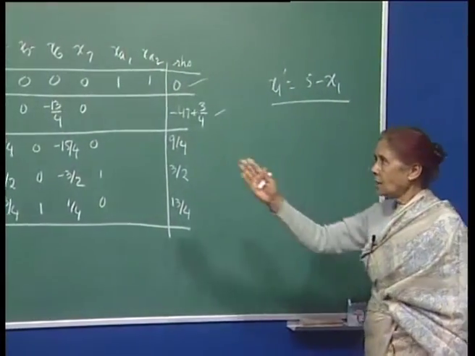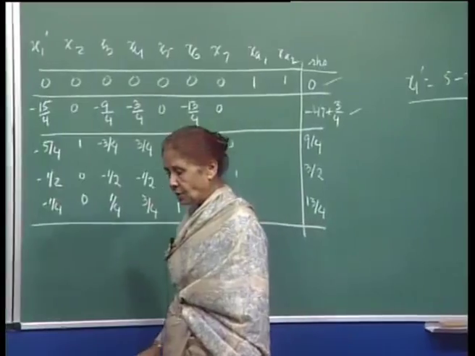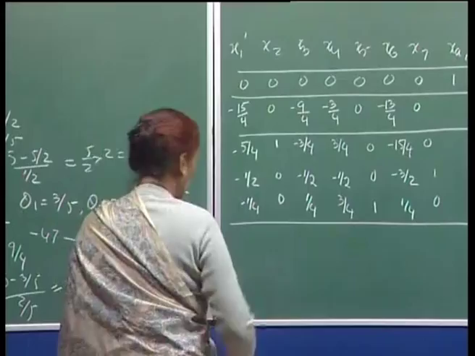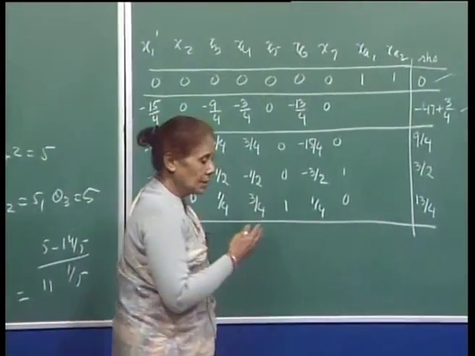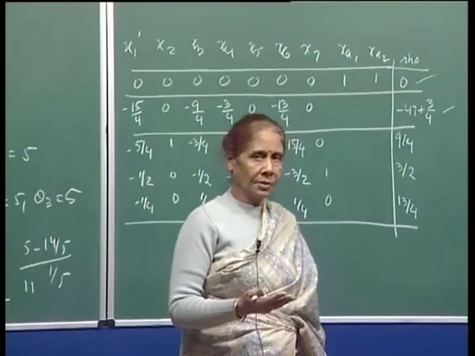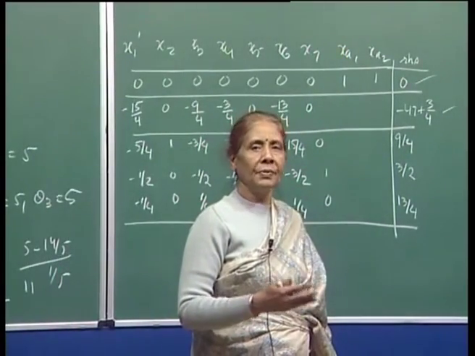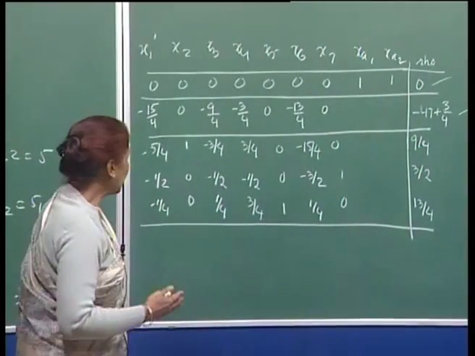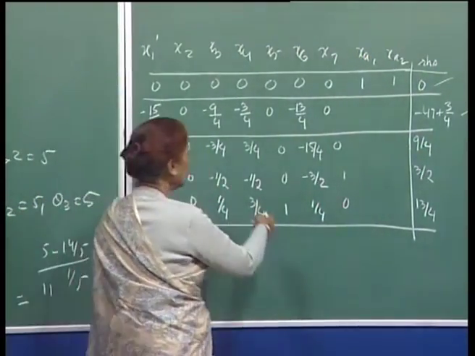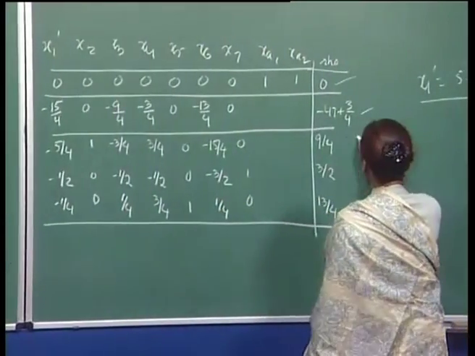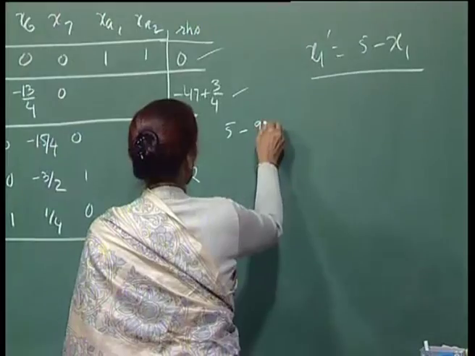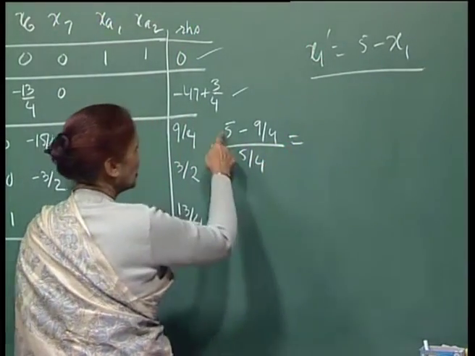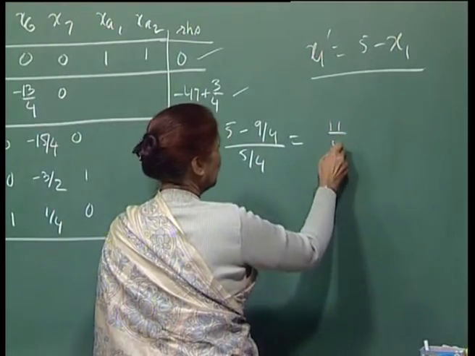So, you have this relationship that x 1 prime is 5 minus x 1, because we are making this transformation in the table whenever a variable reaches its upper bound. In any case, the bounded variable linear programming algorithm allows us to continue with the pivoting even when the entries in the corresponding pivoting column are all negative. So, we will do it here. The corresponding ratio will be 5 minus 9 by 4 divided by 5 by 4. So, this gives you 11 by 5, right.